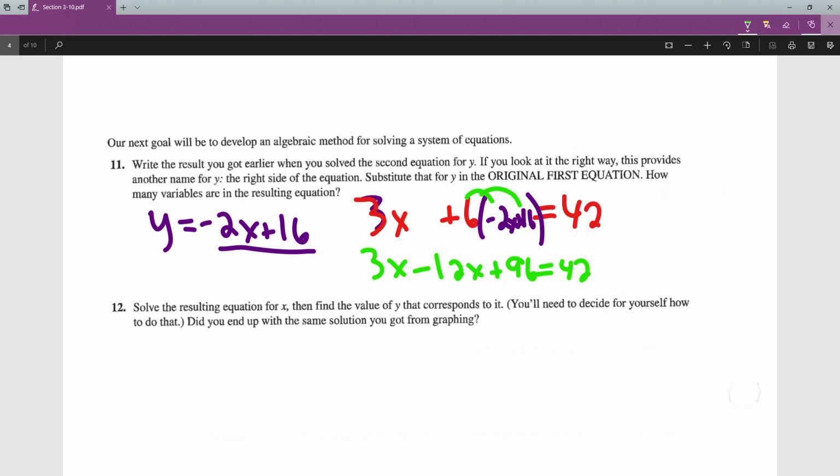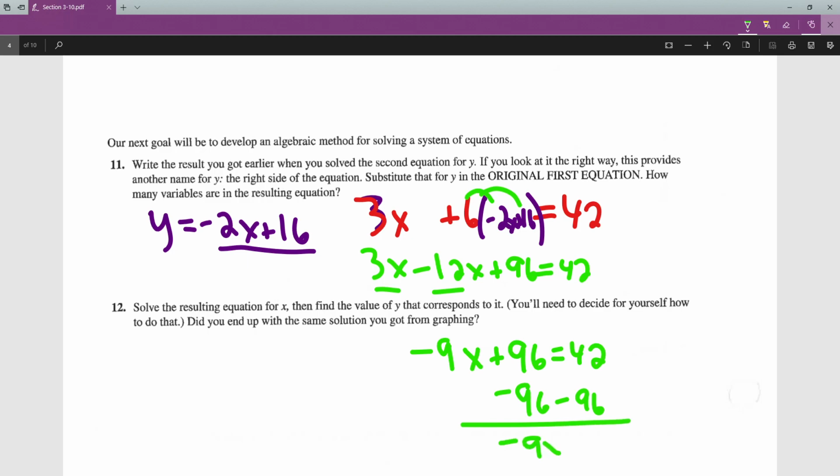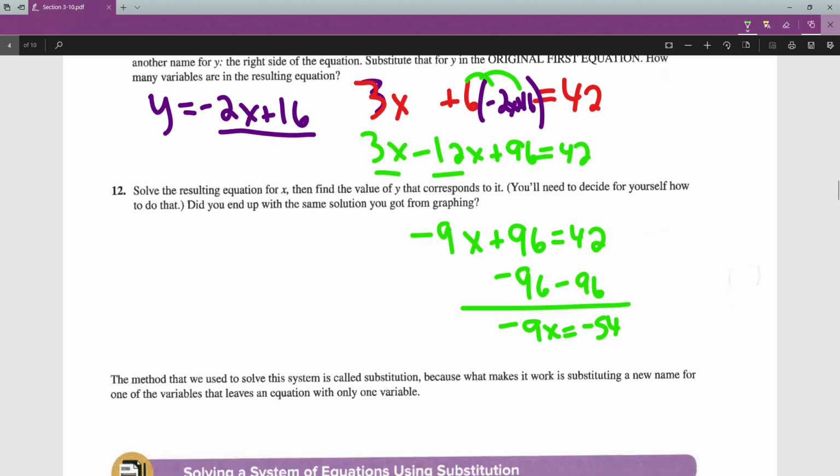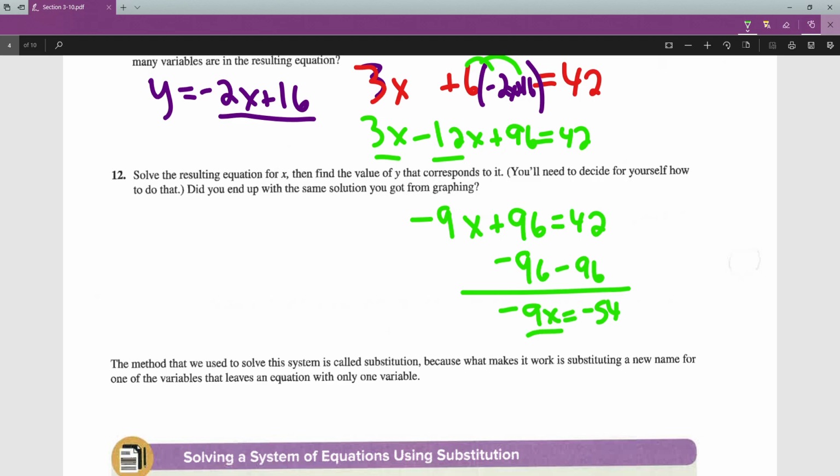This is actually the work that they're asking us to do in 12, so we'll just continue down here below 12. Combine my like terms: negative 9x plus 96 equals 42. Subtract 96 from both sides. We get negative 9x equals negative 54. One last step to solve that. We divide both sides by negative 9. And x is 6, which matches what we previously found.